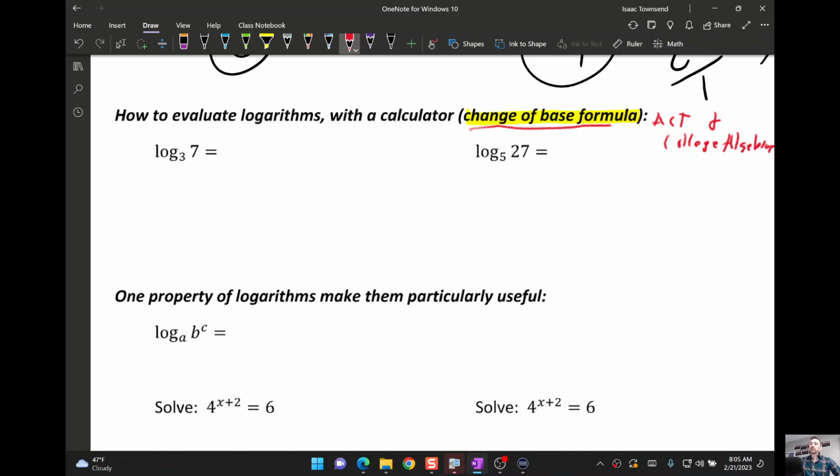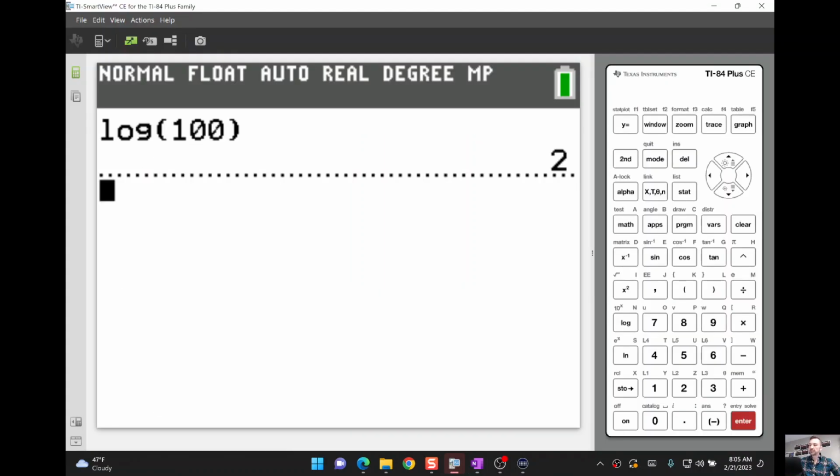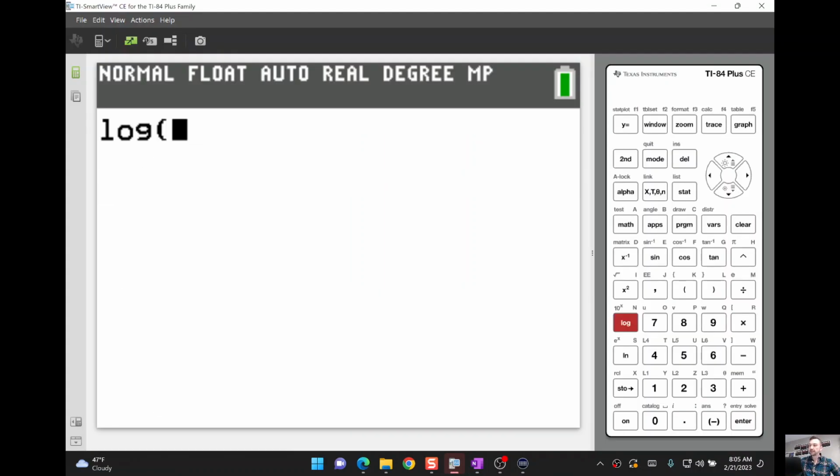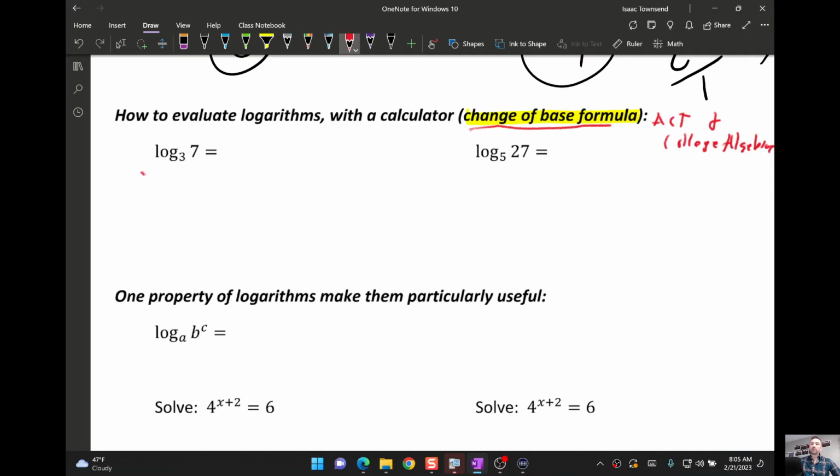So the change of base formula is a way to say, well, my calculator only is set up to do base 10 and base e stuff, but what if I wanted to do base 3 or base 5? Well, you can do log base 10 of what you're taking the log of over log base 10 of the base, and that's the same thing. That is the change of base formula. Or if you'd rather, instead of doing base 10, you could do base e.